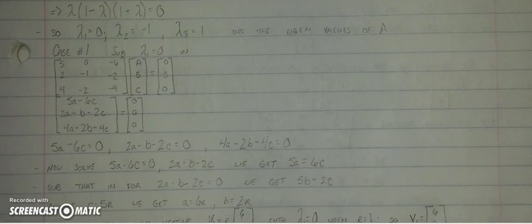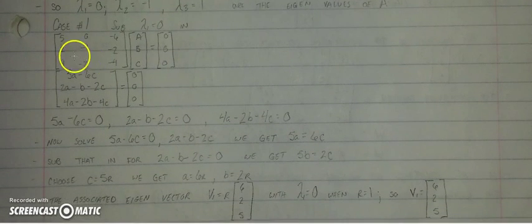Alright, so for case 1, we're going to sub in eigenvalue equals 0 into the matrix. Get this. And then it's going to give us these three equations right here.